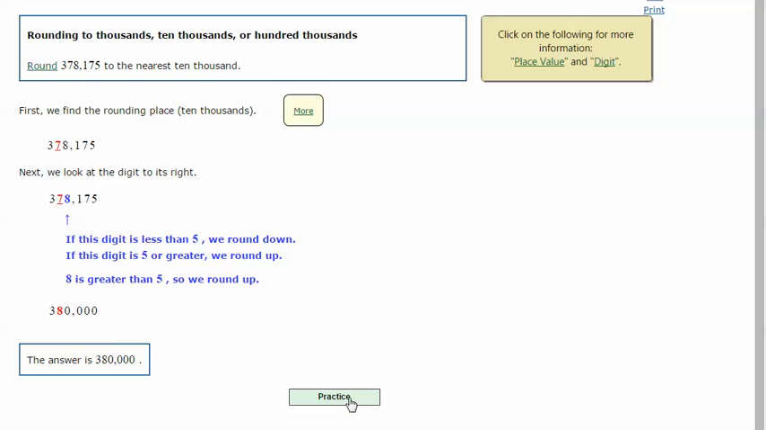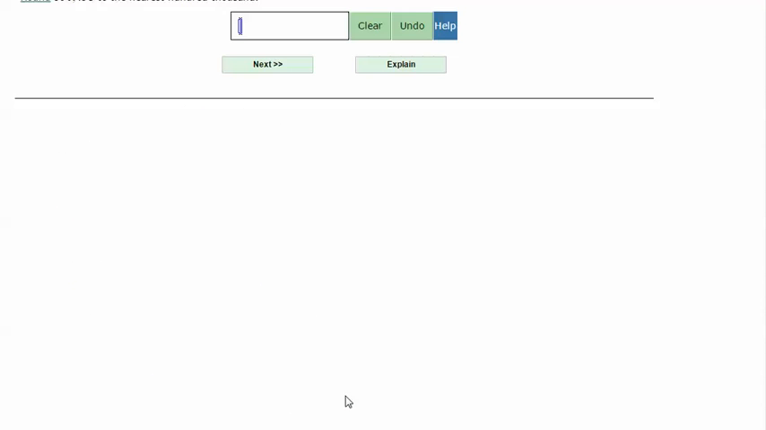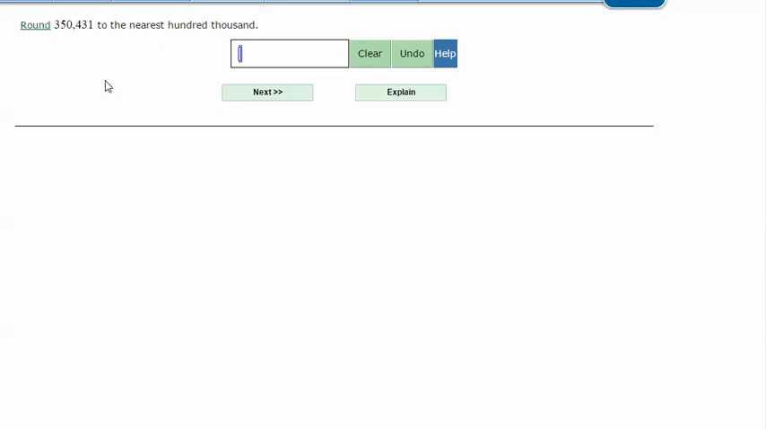Let's try another one. Round 350,431 to the nearest 100,000. The number in the 100,000s place is the 3.